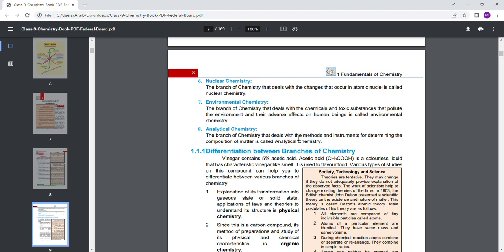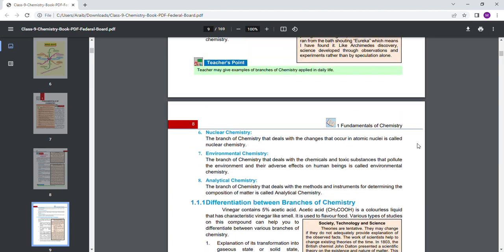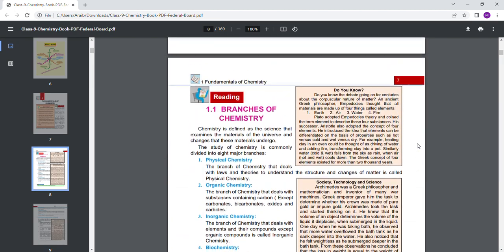Environmental chemistry: the branch of chemistry that deals with the chemicals and toxic substances that pollute the environment and their adverse effect on human beings is called environmental chemistry. Analytical chemistry: the branch of chemistry that deals with the methods and instruments for determining the composition of matter is called analytical chemistry. So these are 8 branches of chemistry.